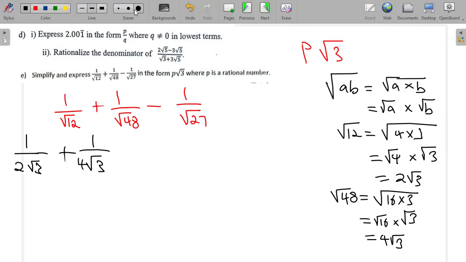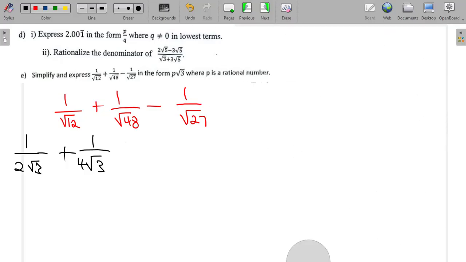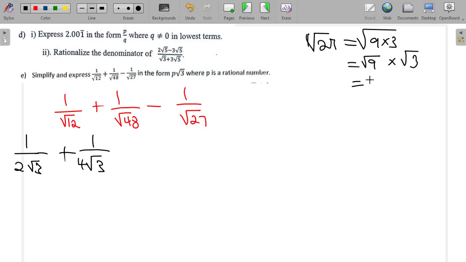Okay, and then the last one, the 27 there. If I have root of 27, that is the same as 9 multiplied by 3. So it will be root of 9 multiplied by the root of 3. That will just be 3 root of 3. So you've seen I've expressed all my numbers in terms of a root of 3, because I can see root of 3 in the form they want me to express this in.